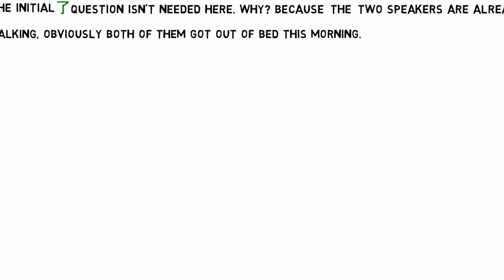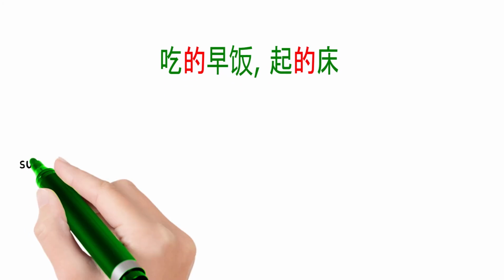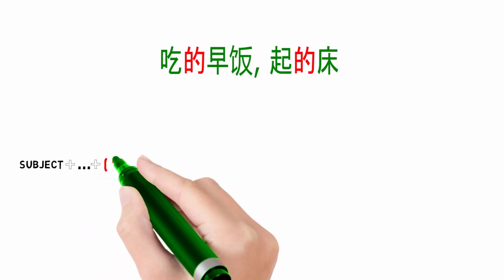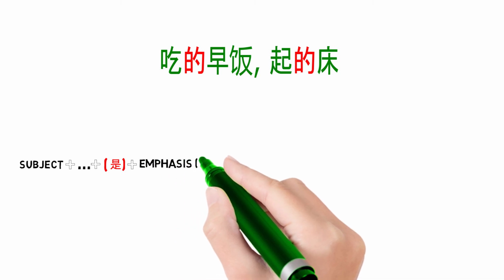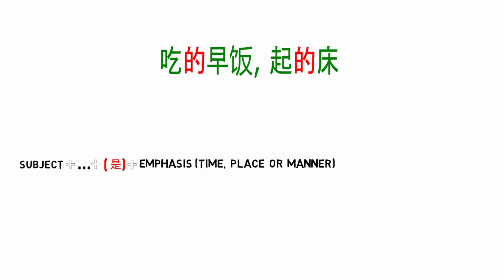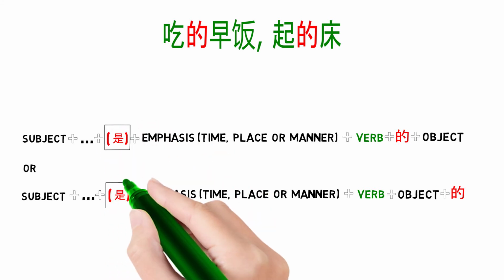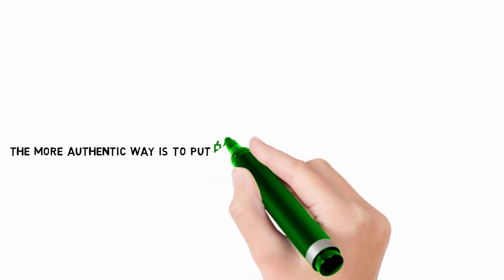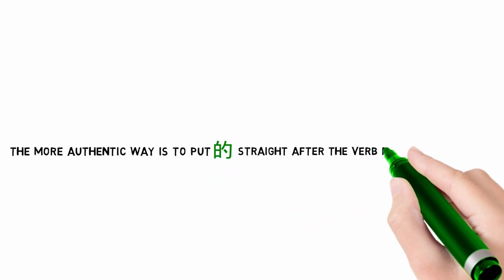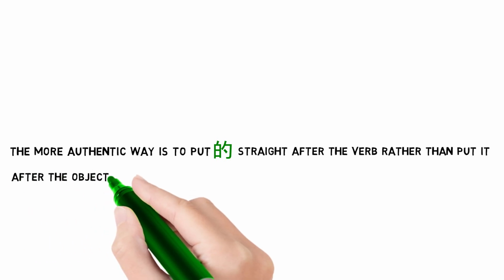You might have noticed in the sentence we said 吃的早饭, 起的床. The whole structure is subject plus 是 plus time, place, or manner, which is the bit we emphasize, plus verb plus 的 plus object, or we can put 的 after the object as well. 是 can be omitted, but 的 can never be omitted. The more authentic way is to put 的 straight after the verb rather than put it after the object.